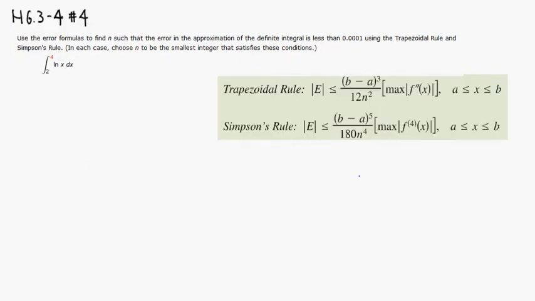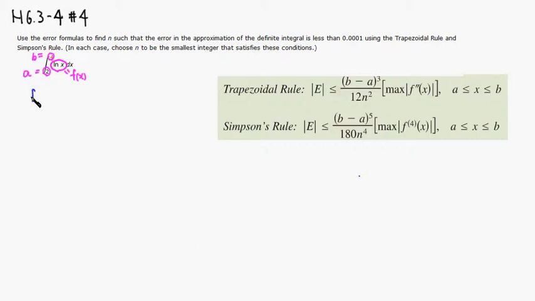First, let's identify the lower limit, so this is our a value. The upper limit is b, so b is 4. The n value is not given, we're trying to find it. Then the function, this is our f of x. We need to find the second derivative and the fourth derivative, so let's take the derivatives.